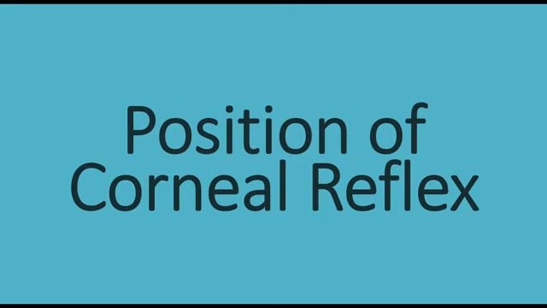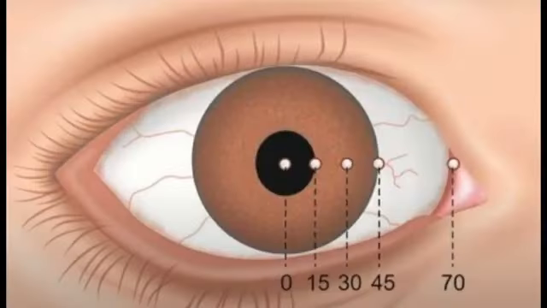Position of corneal reflex. If the corneal reflex is in the center of the pupil, it is no angle. If the corneal reflex is at the pupillary margin, it is 15 degrees; if it is between pupil and limbus, it is 30 degrees; and on the limbus is 45 degrees. A reflex outside the limbus is recorded as more than 45 degrees. Modified Krimsky: right eye XT 15 degrees and right eye mature cataract. Placing prism in front of the left eye to measure the deviation of the right eye through corneal reflex.